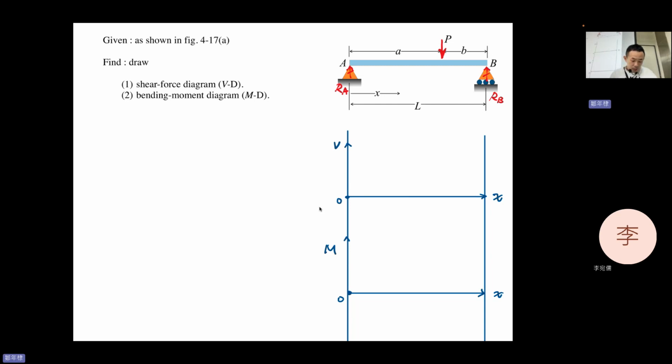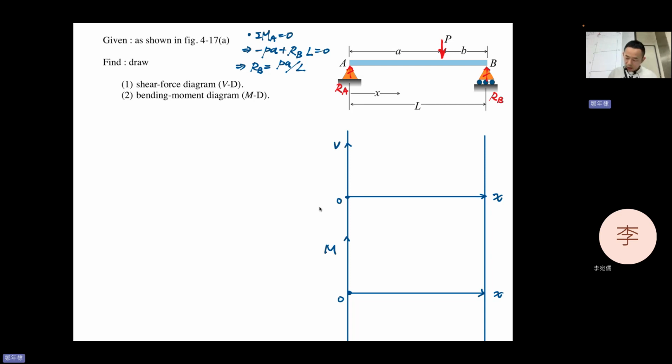Okay, let's do it. So, how do I write it? Right, sigma M_A equal to 0, and then minus P a plus R_B L equal to 0. Okay, and then R_B equal to P a divided by L. Okay, no problem.